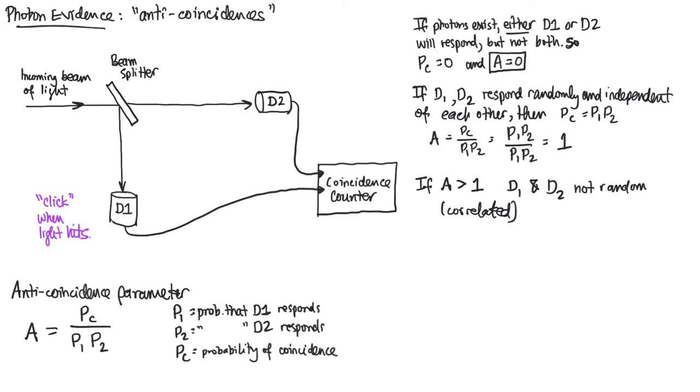So this experiment was done in 1956 by Hanbury Brown and Twiss. And I'm not going to get into this too much, but the result was that they found A equals 2. So they wholly expected to find evidence for photons, which would be A equals 0, but they found an anti-coincidence parameter of 2. This work was later repeated once lasers became more available, and they found A equals 1. So once again, not A equals 0.